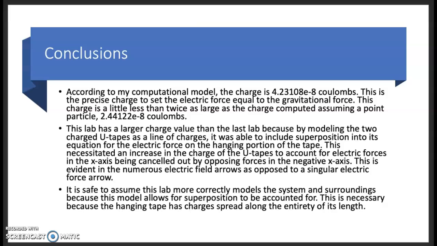It is safe to assume this model more correctly models the system and surroundings because this model allows for superposition to be accounted for. This is necessary because the hanging tape has charges spread along the entirety of its length.